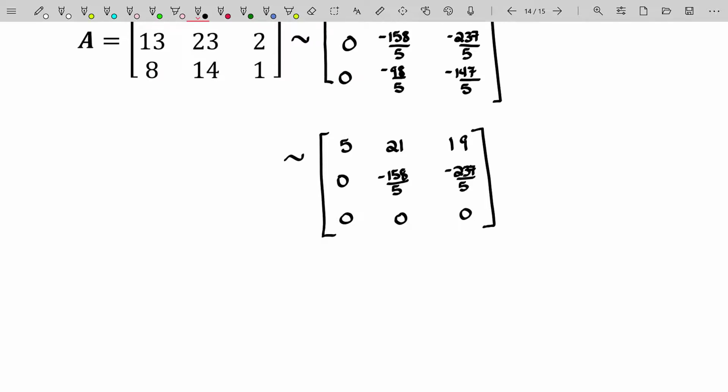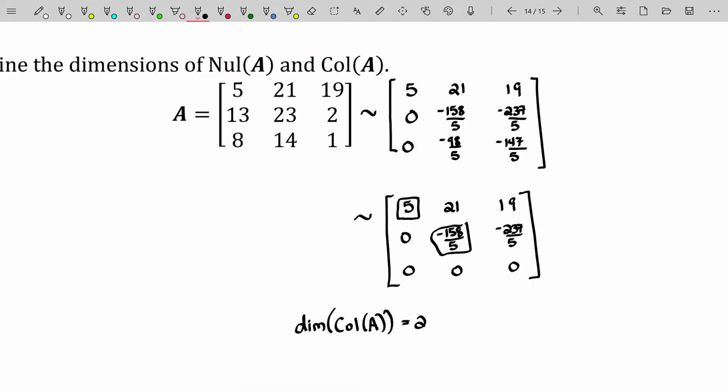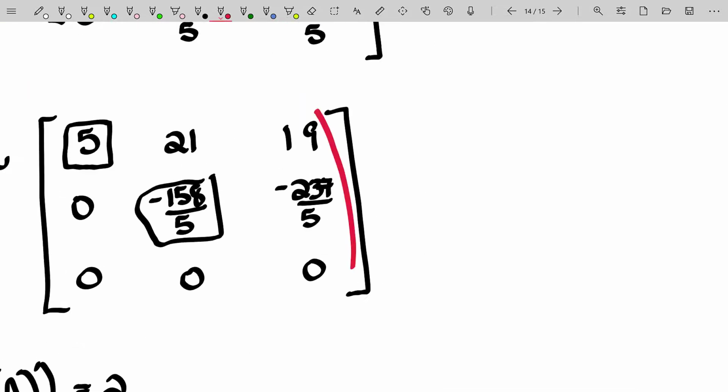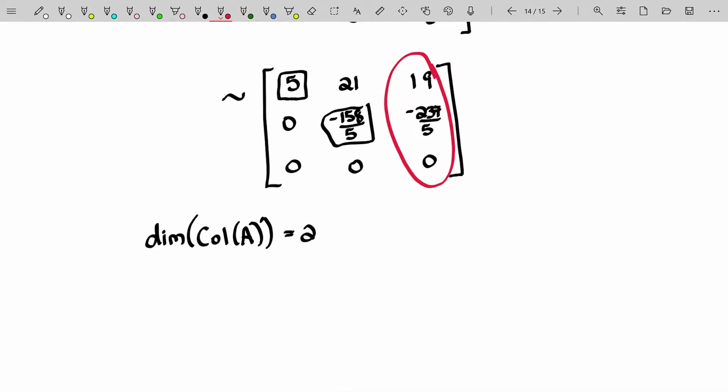It's just terrible. All right, you can see we have 1, 2 pivot columns. Thus, by our theorem, the dimension of the column space of this matrix is going to be 2. The 2 columns that generate the entire column space are these 2 columns right there. Those are the basis vectors for the column space of A. And we have 1 free variable associated with this column right here. Therefore, the dimension of the null space of A is 1.